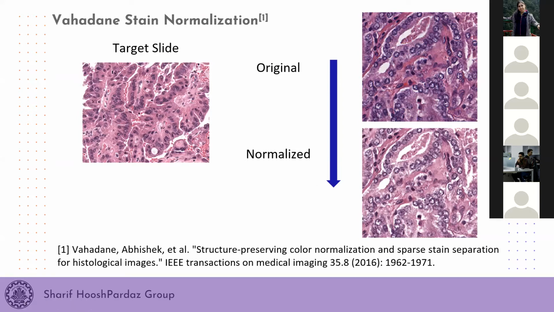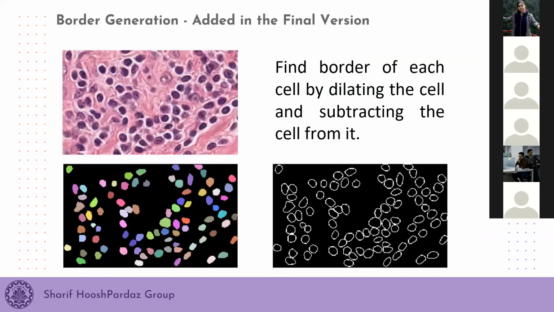So in the next step, we generated borders for each cell in the slide. We use these borders as the sixth class along with the other 5 classes being background and the cell types in our semantic segmentation task. We added this step in the final version of our algorithm. In the first version, we did not include the borders in our mask. So our mask only contained 5 classes being background and the 4 cell types.